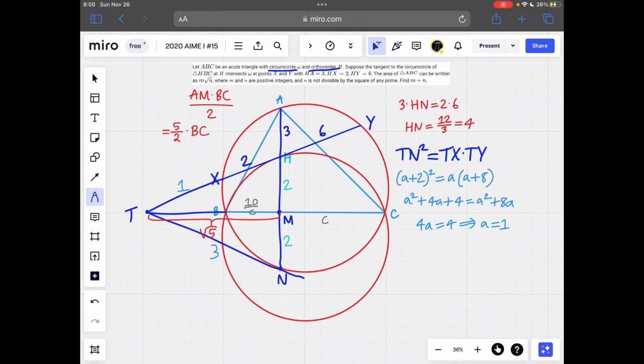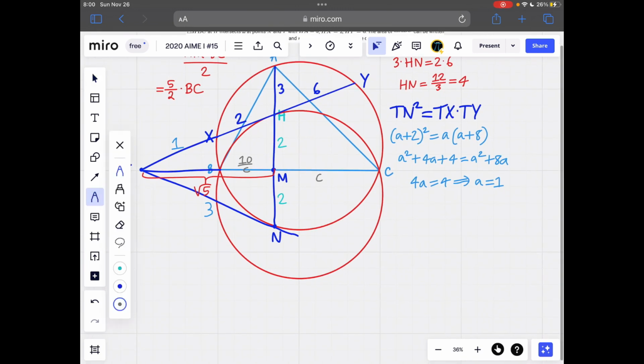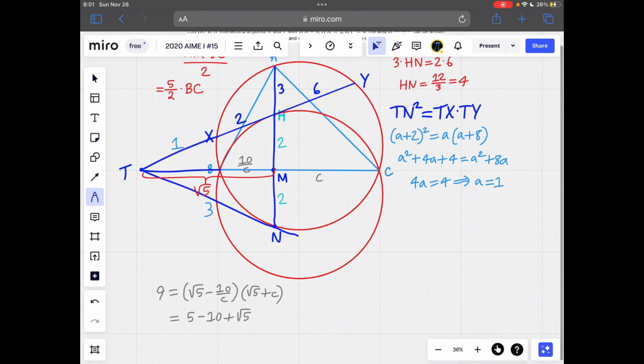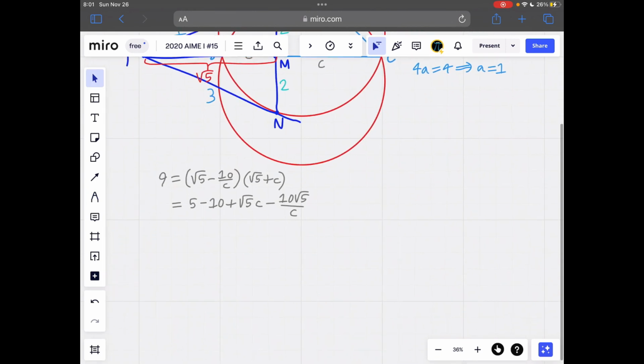Okay, now we can express the power of point T in a different way. We know it's equal to 9, but that's also equal to, let me write it down here, 9 is equal to root 5 minus 10 over c times root 5 plus c. And when we expand this, it's equal to 5 minus 10 over c times c, which is 10, plus root 5 c minus 10 root 5 over c. And that's equal to 9.